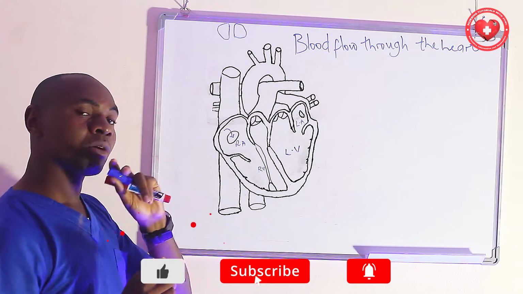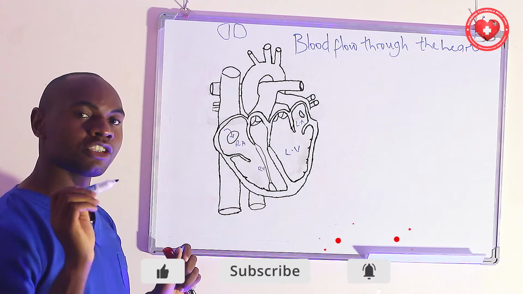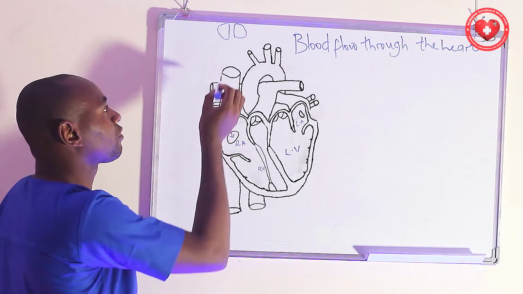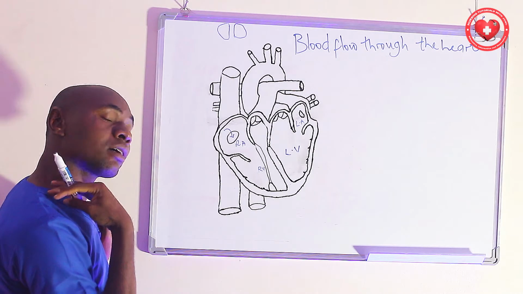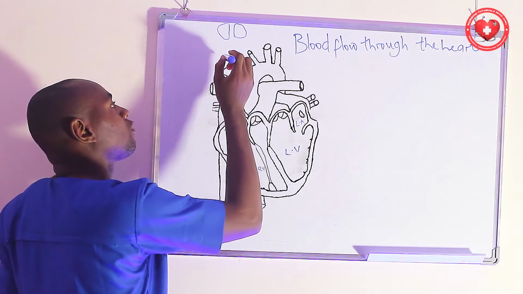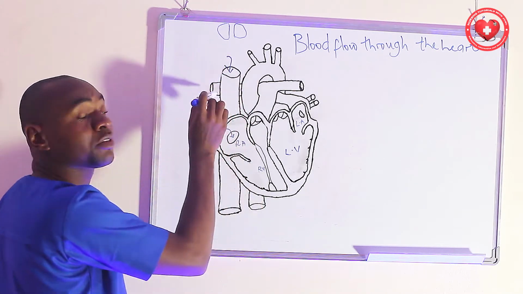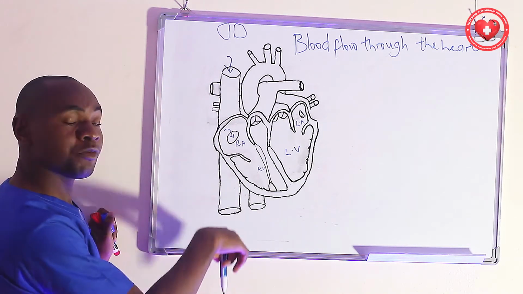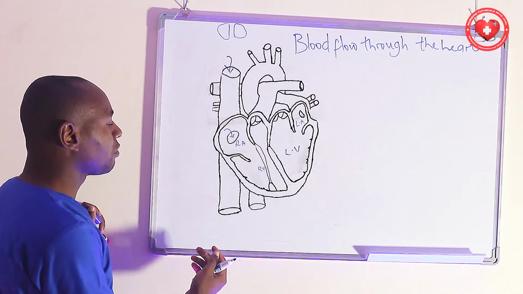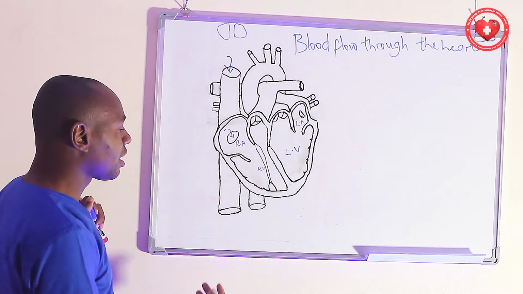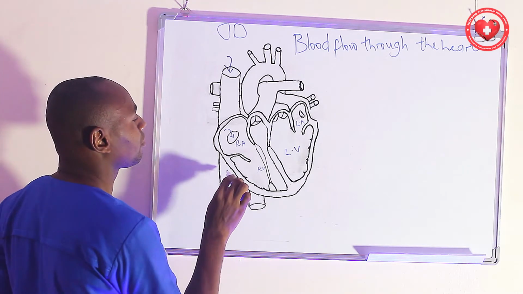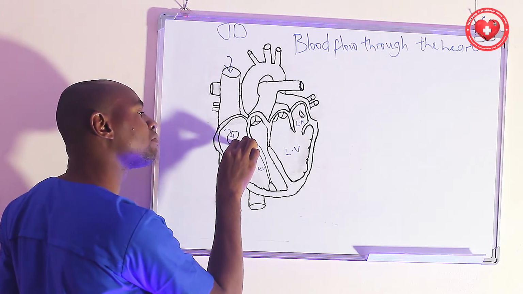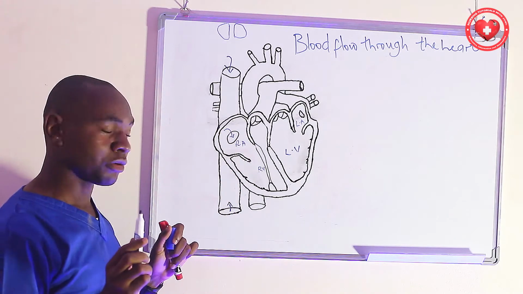So, remember we said the right part of the heart deals with deoxygenated blood. Now, deoxygenated blood coming from the head, the neck, and the upper extremities flows into the superior vena cava and then meets at the right atrium. Inferiorly, deoxygenated blood coming from the lower extremities and the trunk flows through the inferior vena cava, and all of them empty into the right atrium.